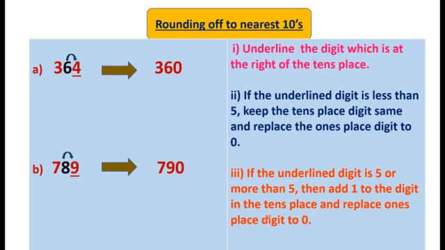Then it says replace the ones place digit with 0. So 9 will become 0. So we have written 0 here. So what is the rule? When the underlined digit is 5 or more than 5, then we have to add 1 to the tens place digit, and the ones place digit we have to turn to 0. So our rounded off number is 790. This is your rounding off to nearest tens.